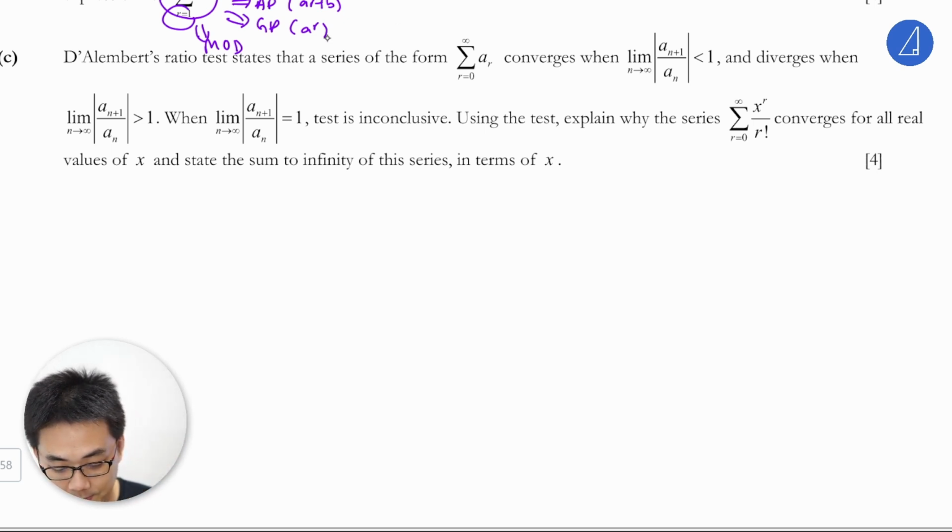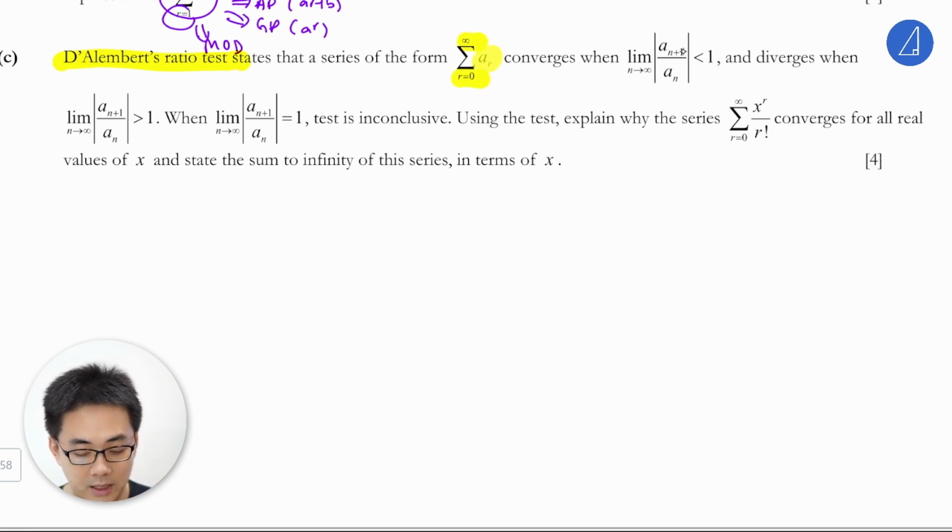So this is a test, okay? A series of 0 to infinity, a_r, converges when the modulus of a_(n+1) over a_n is less than 1 and diverges when it's bigger than 1, and if it equals 1, then the test is inconclusive. Using this test, explain why it converges.